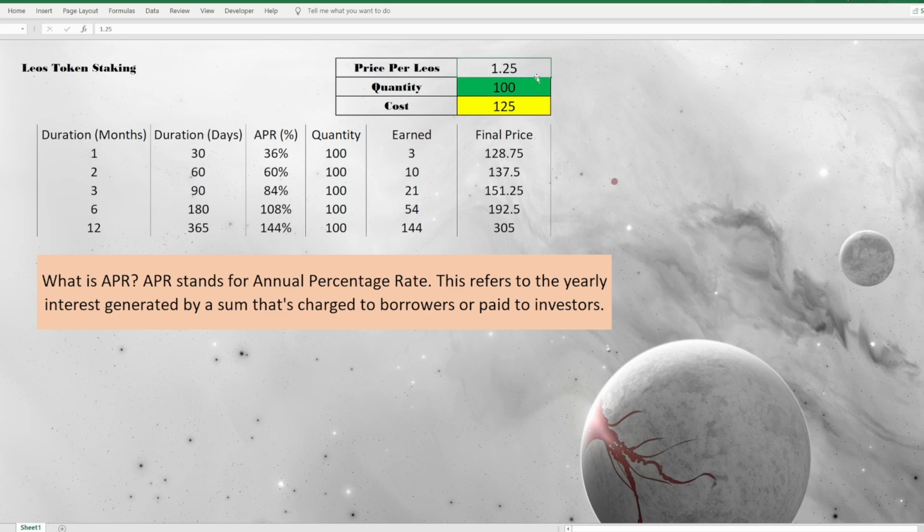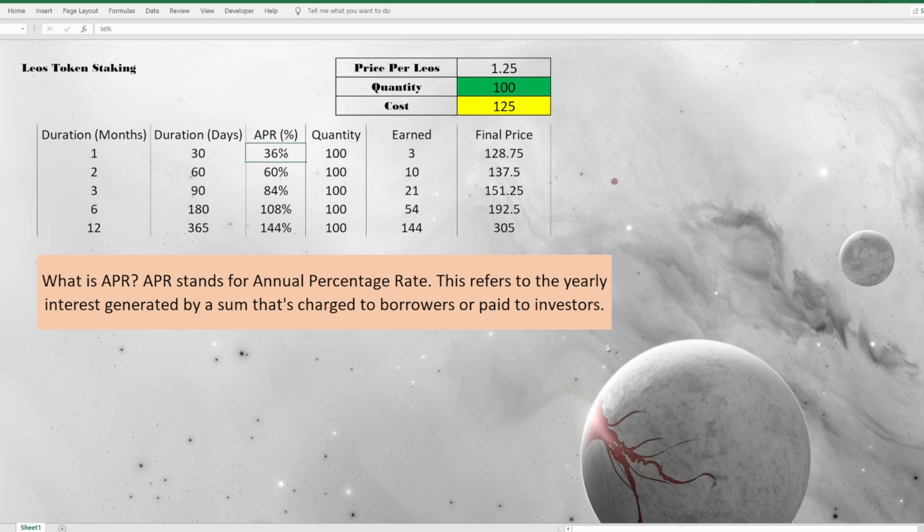So I already put the price in for $1.25. This is the current price up top for Leos. Now I just use a random number. At this current price, if we bought 100 right now, 100 quantity would be $125. The first column I have here and the second column, they're both duration. So 30 days is 1 month, of course. 60 days is 2 months. The reason why I even put this in here is because I had to manipulate some formulas and I just didn't feel like hiding the column.